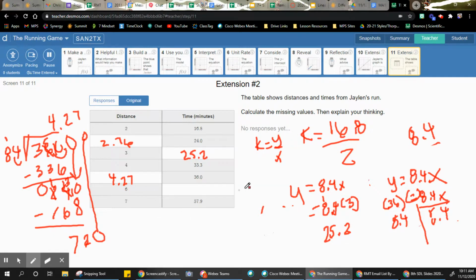So now to find my last one, I have to repeat what I did over here. I've got to plug in for distance, which is x. So I'm going to do y equals 8.4 times 6. 6 times 4 is 24. Carry the 2. 6 times 8 is going to be 48, plus 2 is 50. Then put my decimal point in there. So it's 50.4. Now I have my chart all complete.